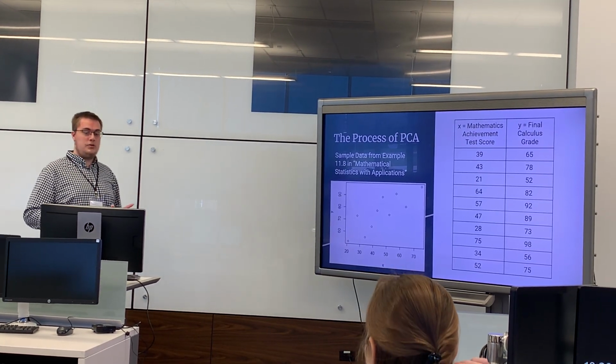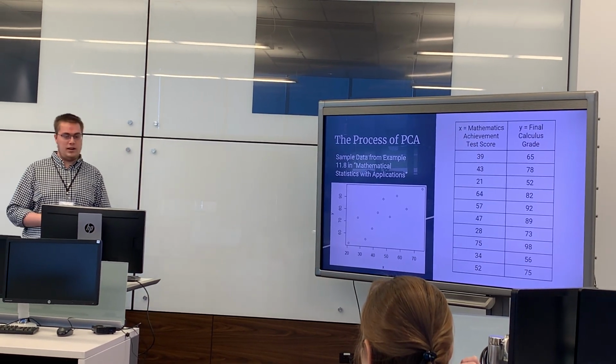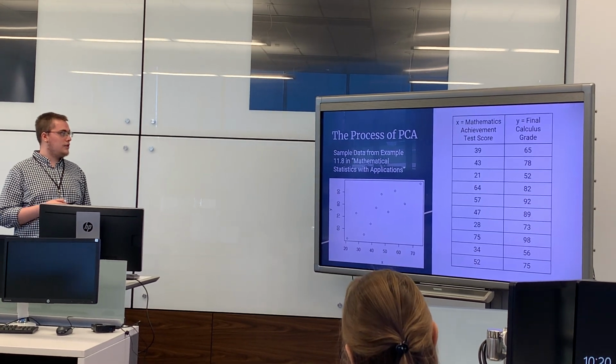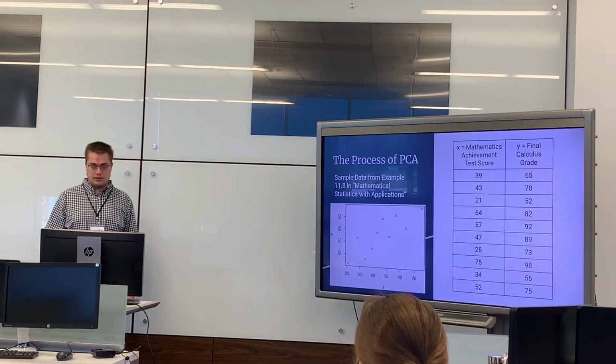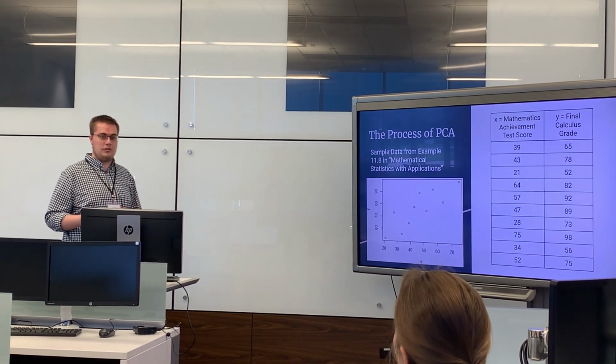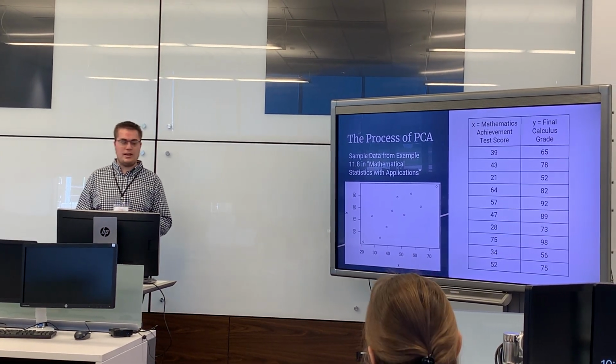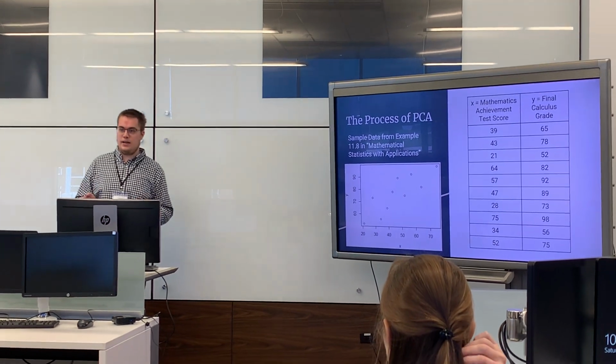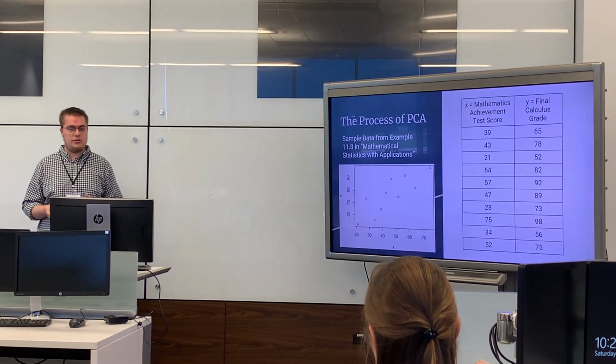So now we get into the actual process of principal component analysis, or PCA. I used another example from the textbook that we use. The context is important when you're looking at PCA, so that you can actually understand the reasoning behind all of it and what the end result is supposed to be.